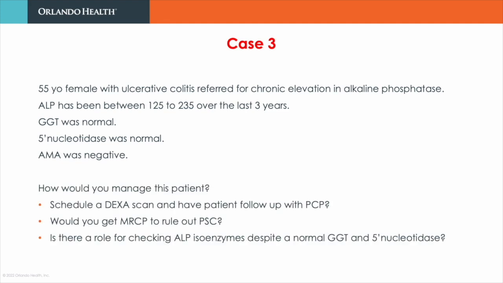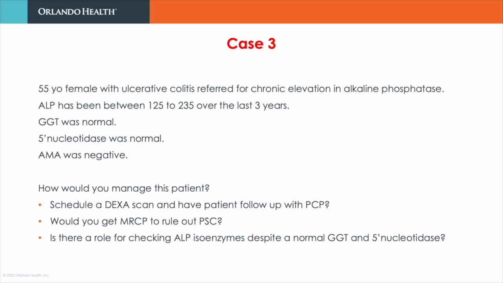So the question to Dr. Shetty would be, how would you manage this patient in the setting of a normal GGT and 5' nucleotidase? Would you do further evaluation like an MRCP? Or do we need to check alkaline phosphatase isoenzymes? Or would you get a DEXA scan first and see what the DEXA scan shows?